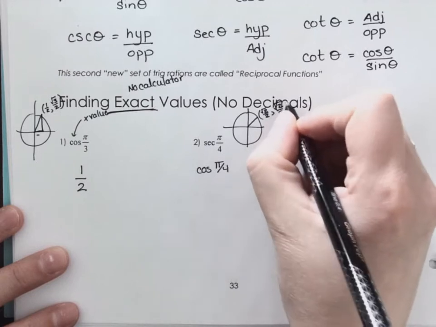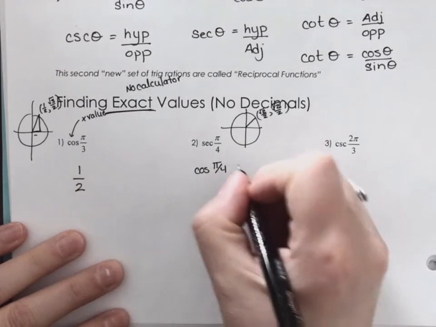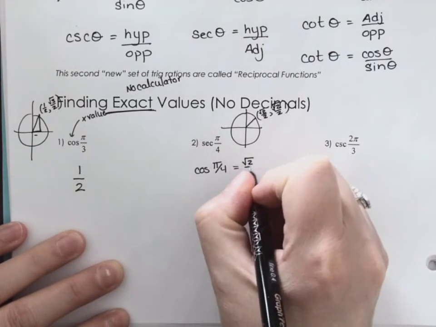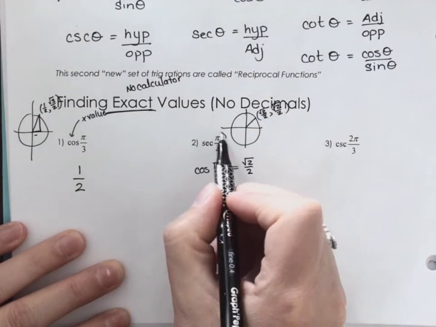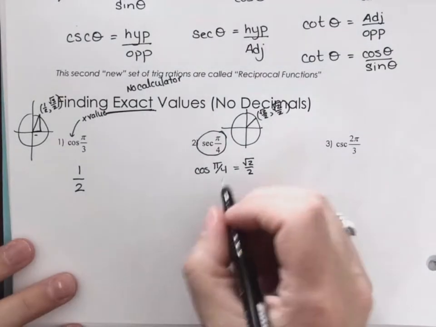This is the one where they're the exact same. Anything with a denominator of 4 is going to be root 2 over 2, root 2 over 2. They're going to be off. So cos of that is equal to root 2 over 2. So what is the reciprocal of that? 2 over root 2.